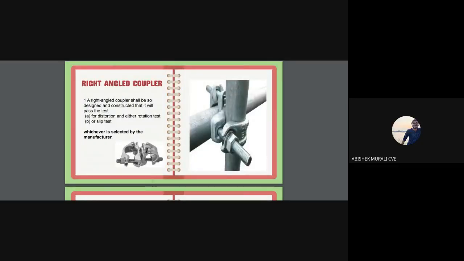Right angle coupler. A right angle coupler is a load bearing coupler which connects the scaffold at right angles. The couplers that pass the distortion and either rotation or slip test will be certified for usage.